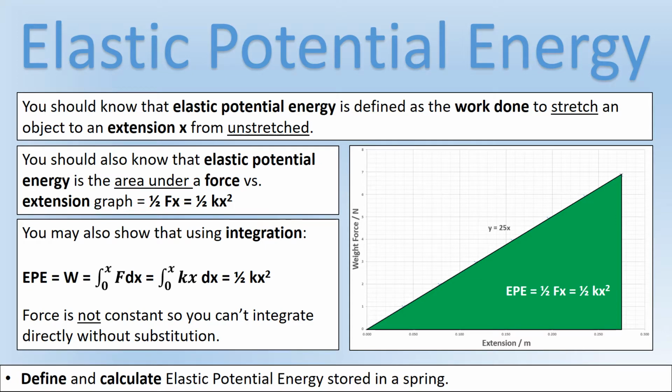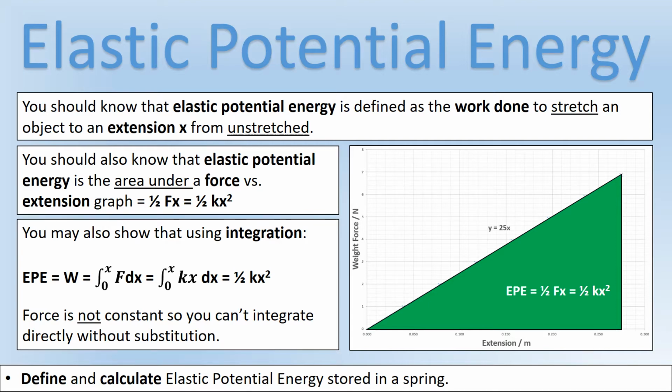So we should know already that the elastic potential energy is defined as the work done to stretch an object to an extension x from being unstretched. That's the definition of it. So we should know that this comes from the area under a force versus extension graph for a spring. So we've got the force versus extension graph for a spring there, and I've highlighted the area underneath it in green. So that area would be equal to half Fx, and if F equals kx, that equals half kx squared.